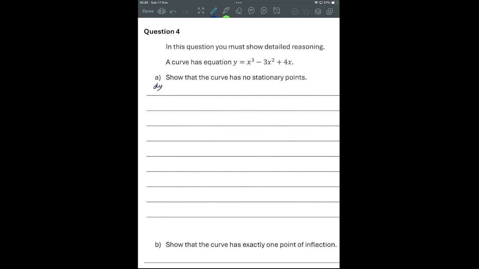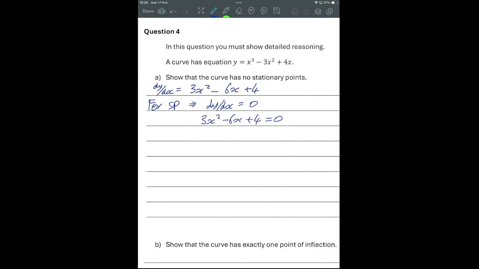Well, as soon as we see stationary points, we need to be thinking dy by dx. If we differentiate this, bring down the power, reduce the powers by 1. Now, for a stationary point, we need this dy by dx to be equal to 0, namely 3x squared minus 6x plus 4 equals 0. But the question is trying to say that we have none. So really, this equation shouldn't have any solutions.